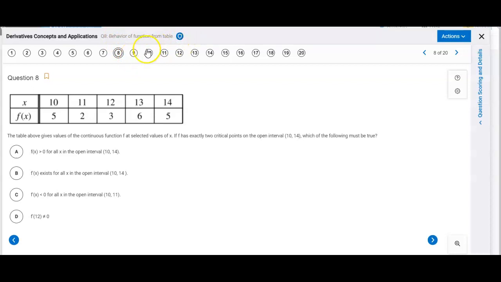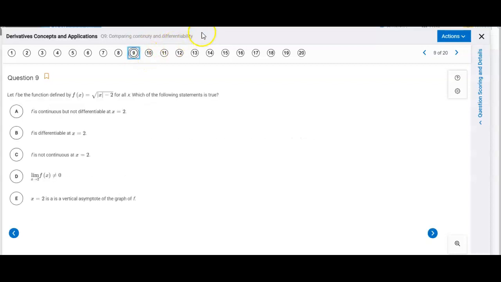Hope I don't accidentally miss that one of these days and do it. Small little icon, I might miss it. But anyway, let's go ahead and move on to question number 9.